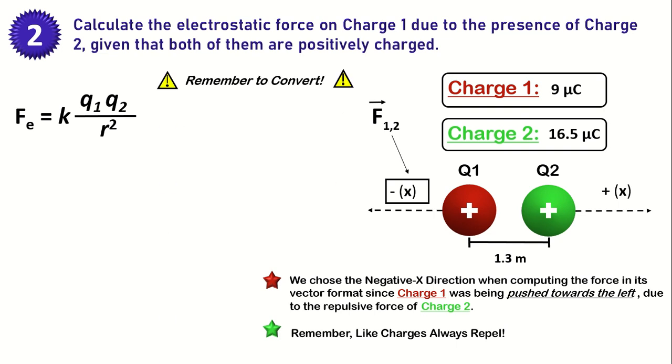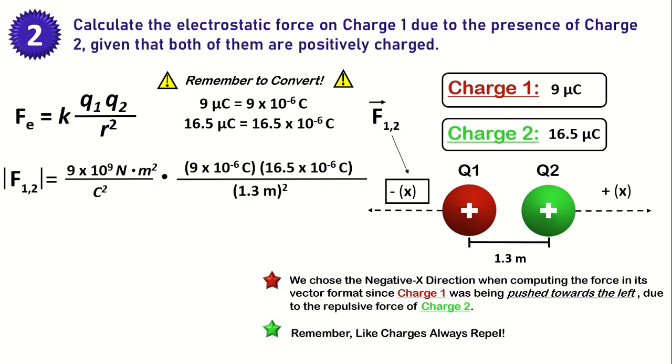Remember to convert, once again, 9 microcoulombs equals 9 times 10 to the minus 6 coulombs, and 16.5 microcoulombs equals 16.5 times 10 to the minus 6 coulombs. So plugging all this information in, K would be 9 times 10 to the 9 newtons times meter squared divided by coulomb squared, and Q1 would be 9 times 10 to the minus 6 coulombs, and Q2 would be 16.5 times 10 to the minus 6 coulombs, and R would be 1.3 meters.